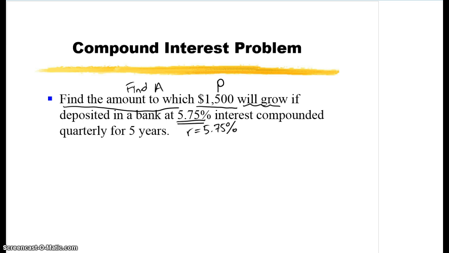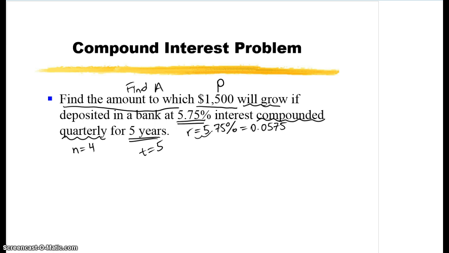5.75%. But what did we say? We always write this as a decimal. Remember, percent simply means divide by 100. So 5.75% means 0.0575 as a decimal. You move the decimal 2 places to the left. And compounded quarterly simply means that your N is equal to 4. Finally, doing so for 5 years means that T is equal to 5 in that formula.